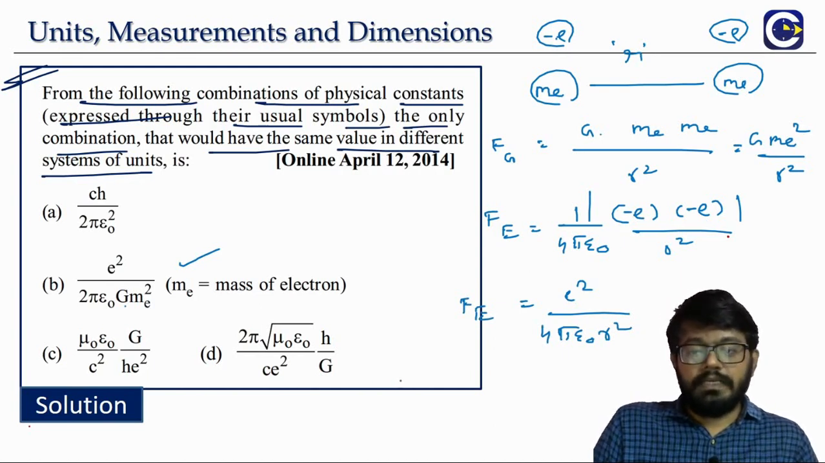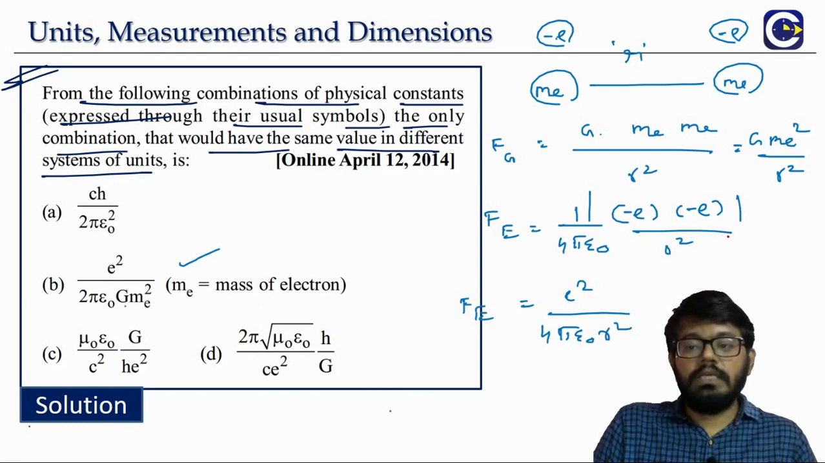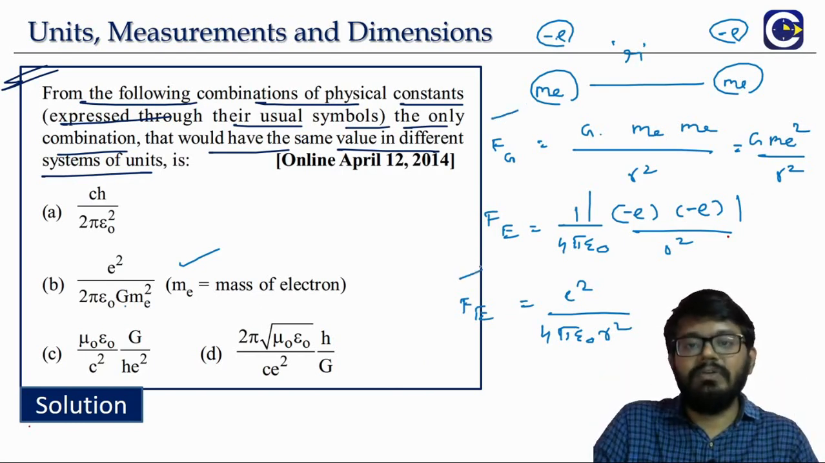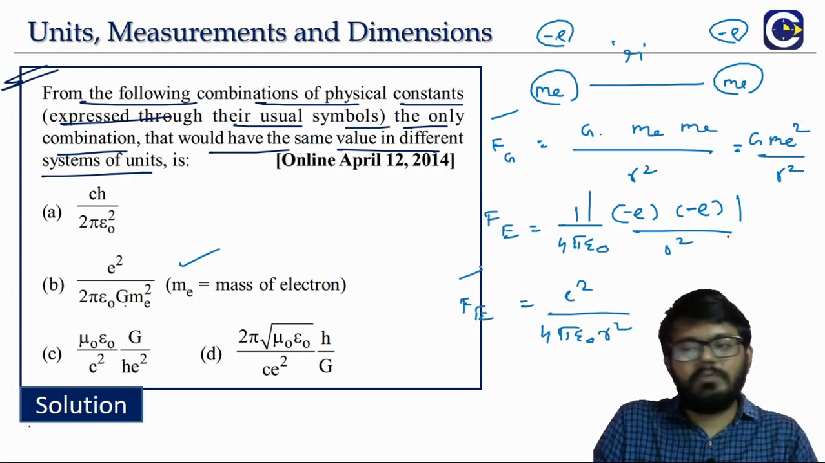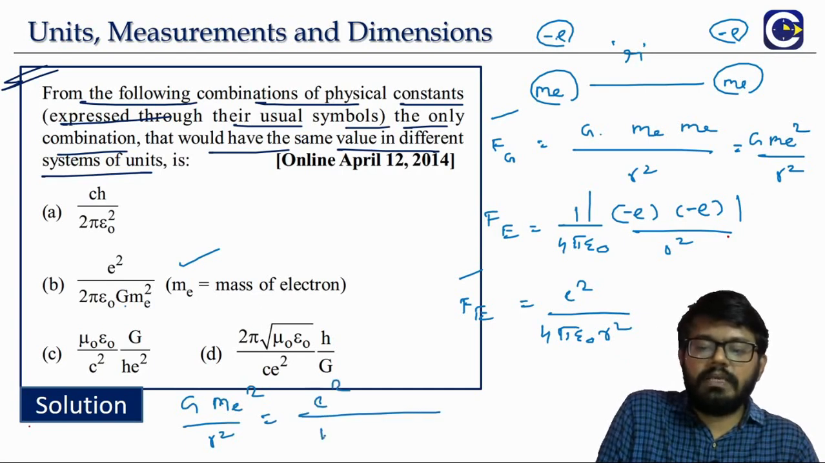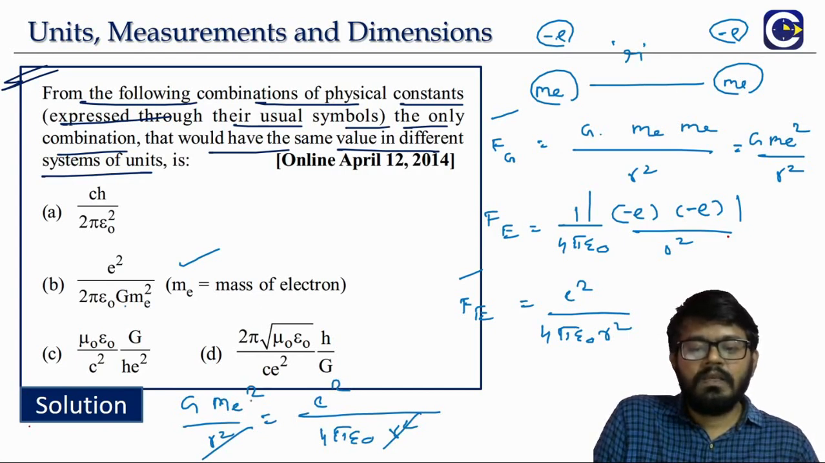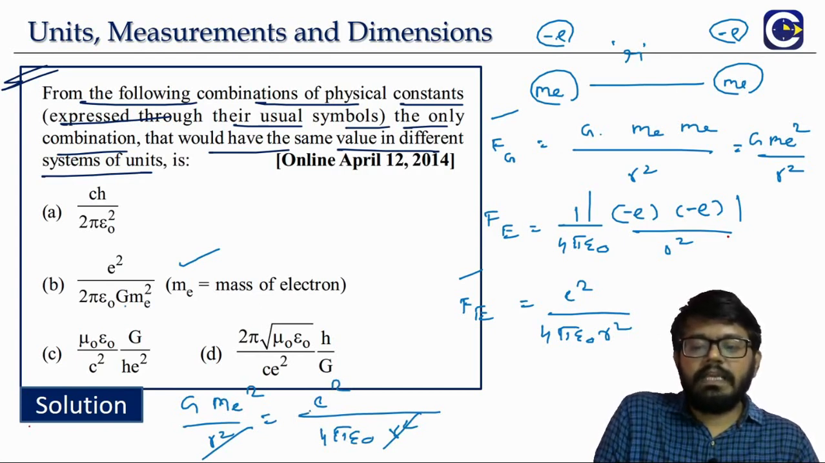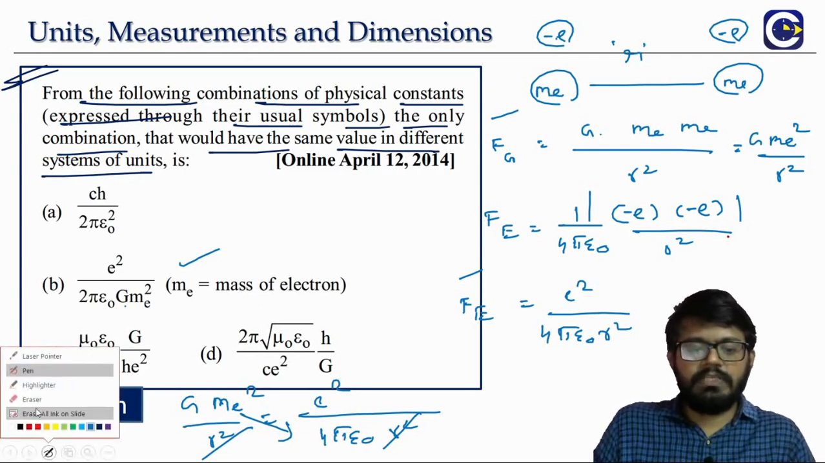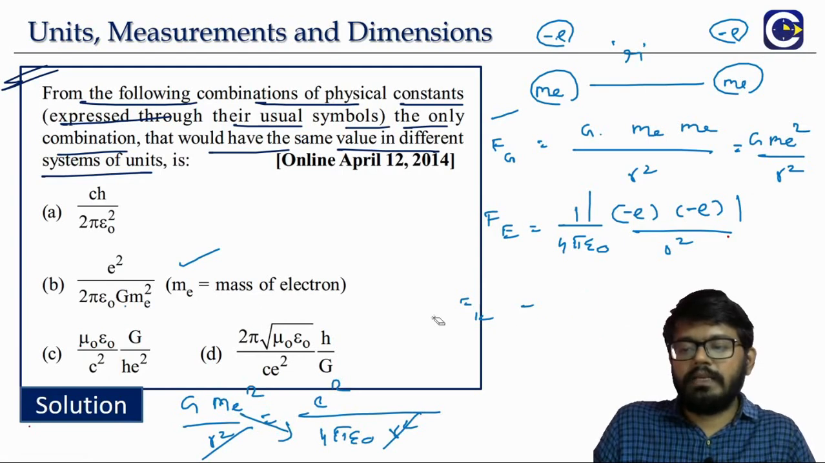Both the forces are equal, right? Equal, which means equate in terms of just the dimensions or units. I'm not saying gravitational force is equal to electrostatic force. Unit wise both are the same, which means G into me square by r square is unit wise the same as e square by 4 pi epsilon naught into r square. R square we can cancel off. Then we will take the G me square to the other side. It will go to the denominator.